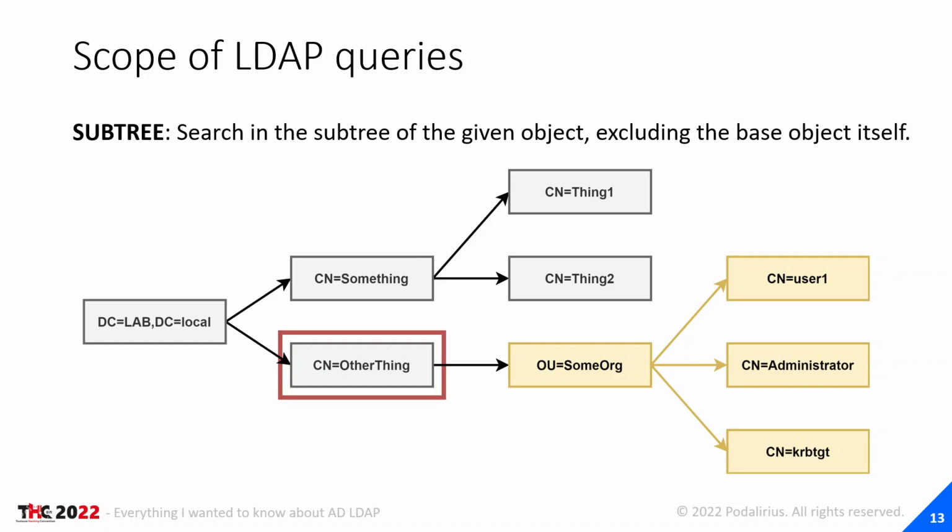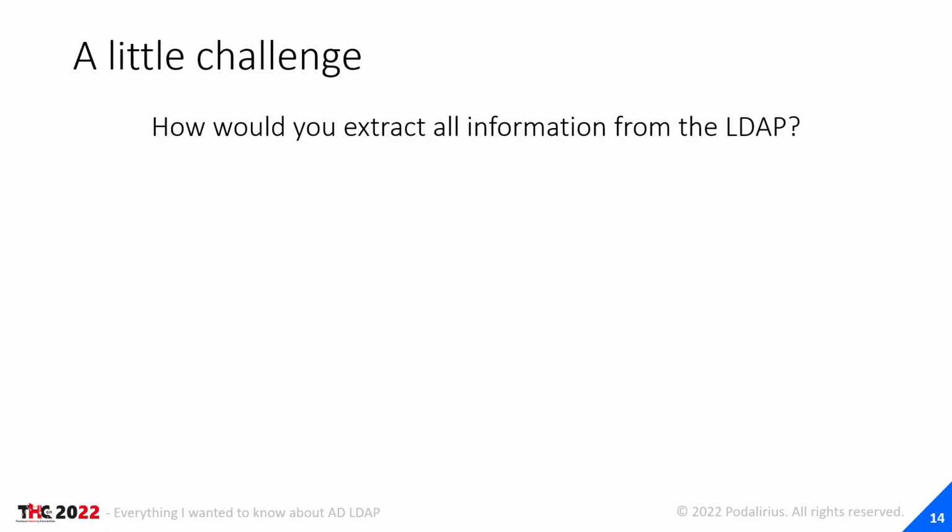So now that we know how to perform a query, I'm going to present to you a little challenge. How would you extract all the information from the LDAP, in a way you want to perform a backup of the LDAP to have locally all the information in a parsable format, for example, a JSON, a database, or whatever you want? But how would you do to extract all the information from this LDAP?